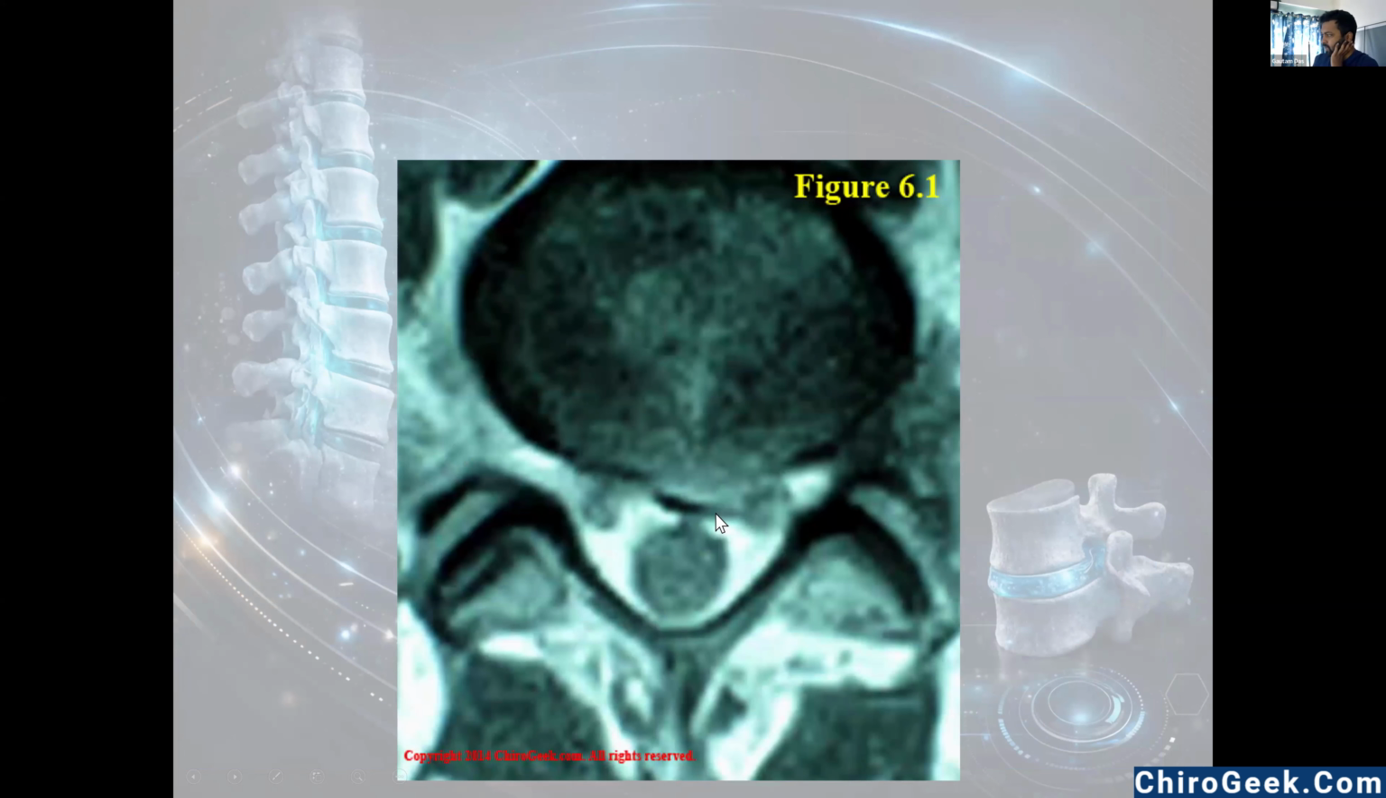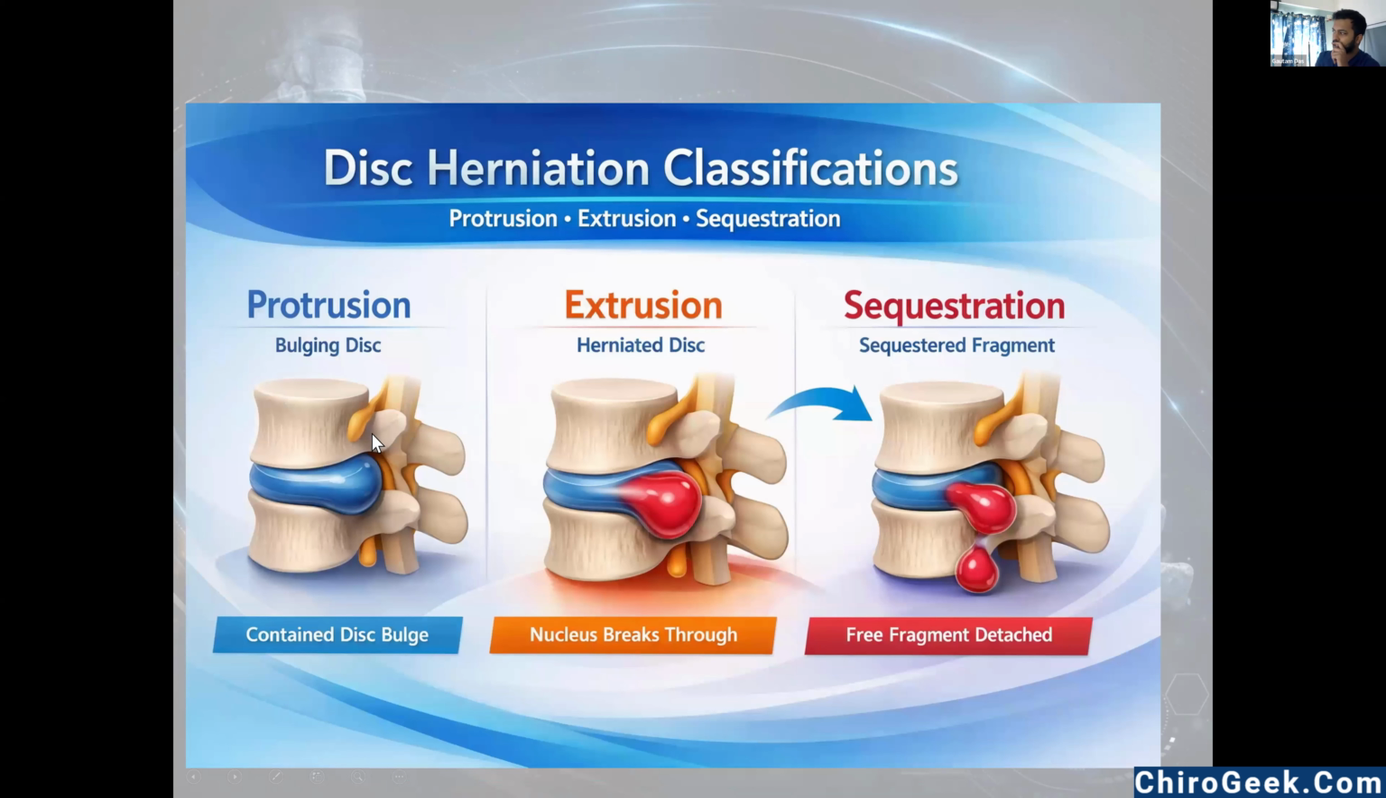You can see this thin layer, this can be the posterior longitudinal ligament. It is coming out of this, so you can call this an extrusion. Disc bulge, protrusion, or extrusion: which is more dangerous? In protrusion there will be very mild symptoms only. In extrusion there may be more severe symptoms, as more disc will be popping out. So which is more dangerous?